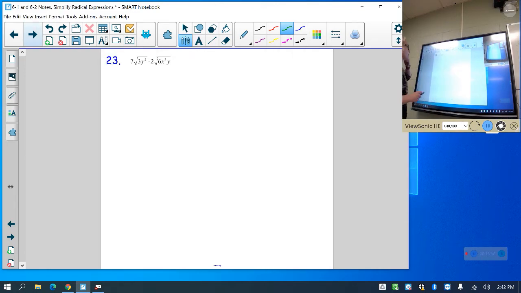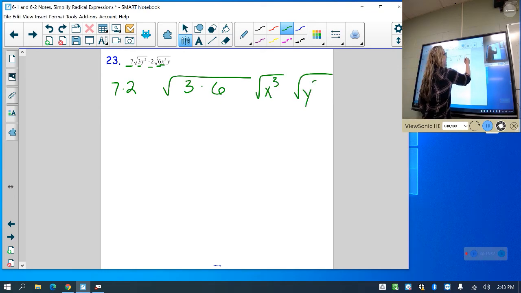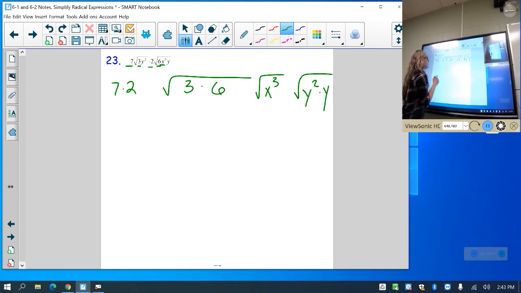All right, let's try another one. Here, I'm going to take my 7 and 2, so I have 7 times 2 out front here. Combine your numbers, 3 and 6, and then you have your x's, x cubed, and then I have my y's, y squared times y. And we're looking for squares since we're finding the square root. Well, 7 times 2 is 14. Here I have 3 times 3 times 2, which is 3 squared times 2.